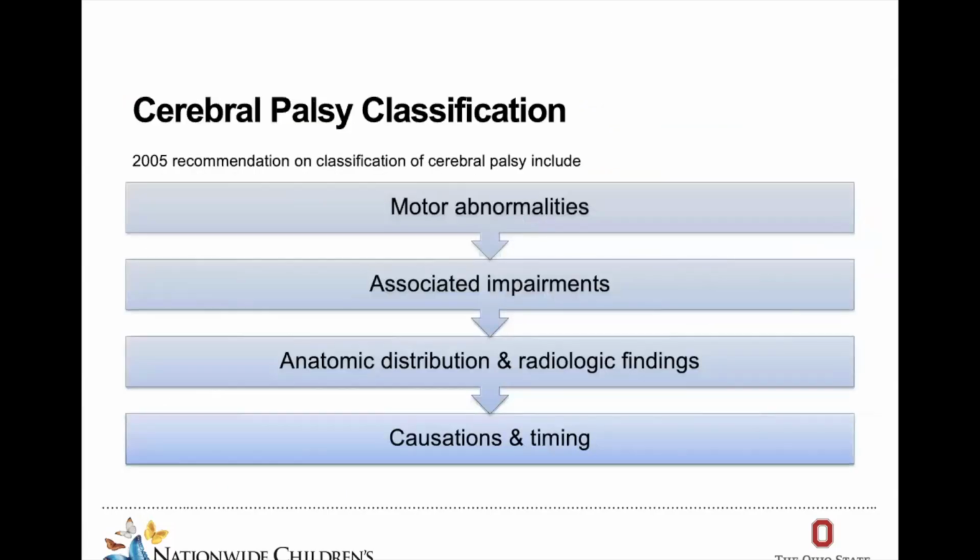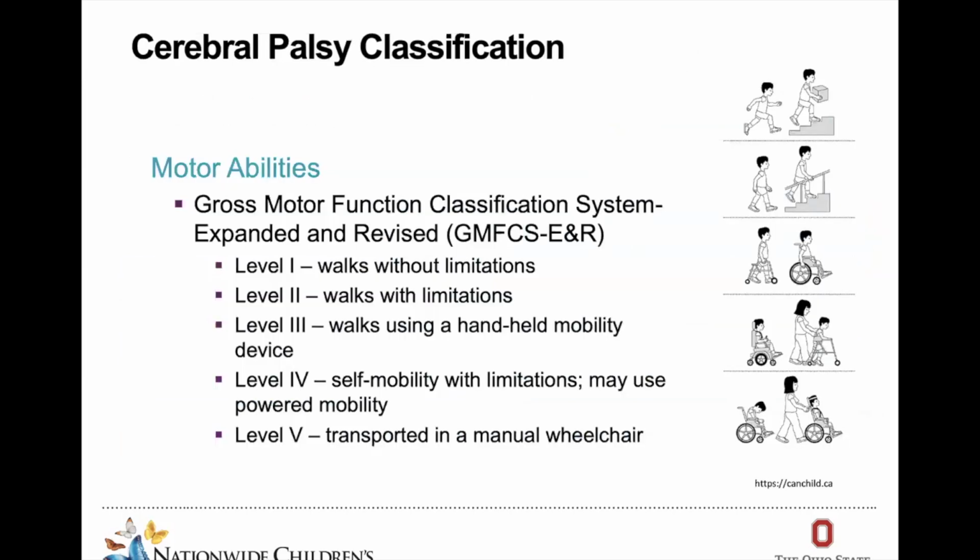The recommendations for classification of cerebral palsy include the motor abnormalities, the associated impairments, the anatomic, as we covered, and radiologic findings, and then the causation and timing. This is a little schematic showing the GMFCS levels. Level 1, children are able to walk without limitations. Level 2, walk with limitations using AFOs or other devices. Level 3, the children are walking with handheld mobility devices, and so on and so forth. Up to level 5, which these children are often transported in a manual wheelchair and require significant assistance, and are often associated with other medical concerns.